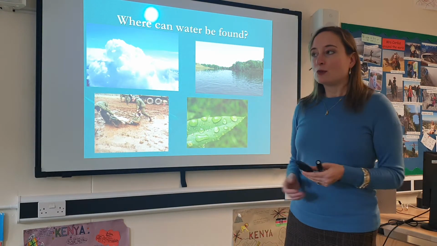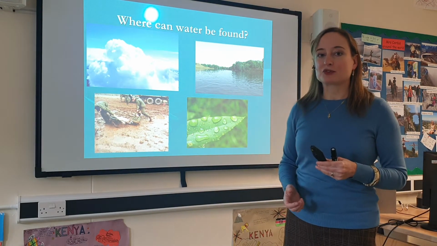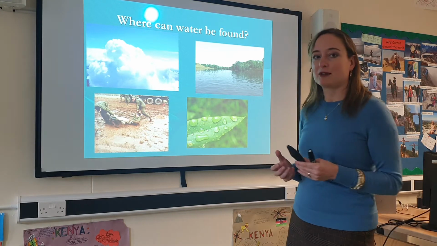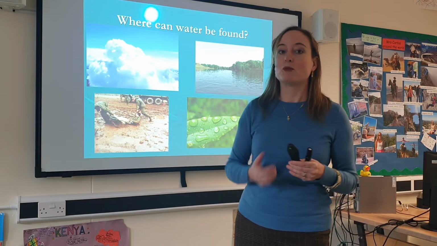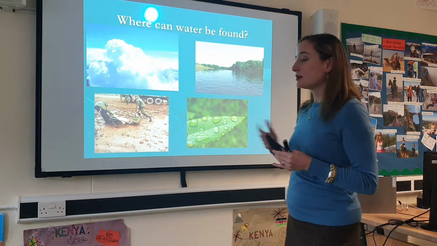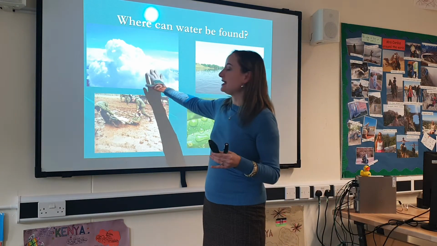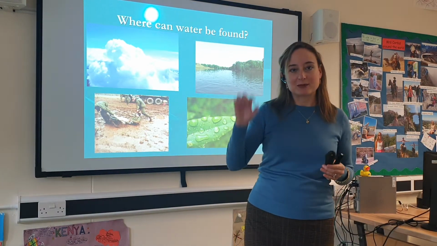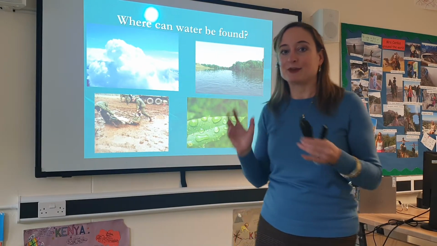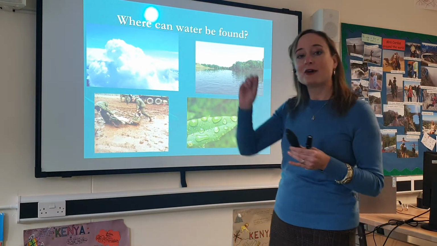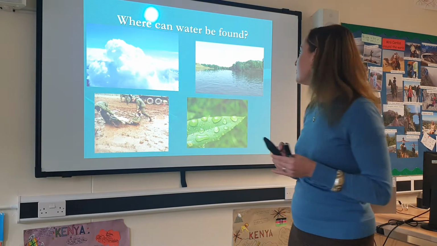So water has flows and stores. Stores are places where it's kept for a period of time. Flows are where it moves from one place to another. So one of the places water is stored is in clouds. So clouds are made up of tiny little water droplets. That's why you can see them. But they're not quite heavy enough yet to fall as rainfall.